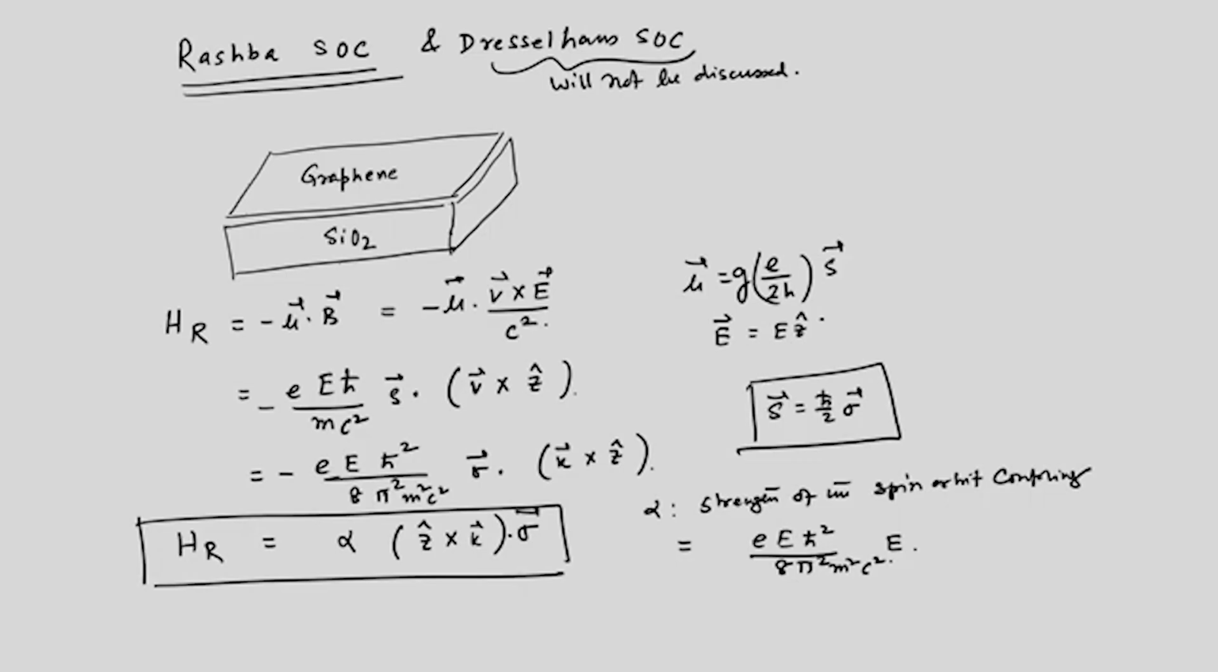Okay. So, this can be written in a slightly different form. H is equal to p square over 2m, which is the kinetic energy. I am just adding that, and now it is p cross sigma dot z cap. This is the Hamiltonian that we write, this is the Rashba term, and we will write it as RSOC, Rashba spin orbit coupling.